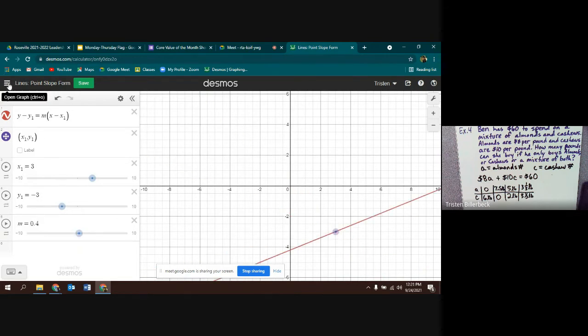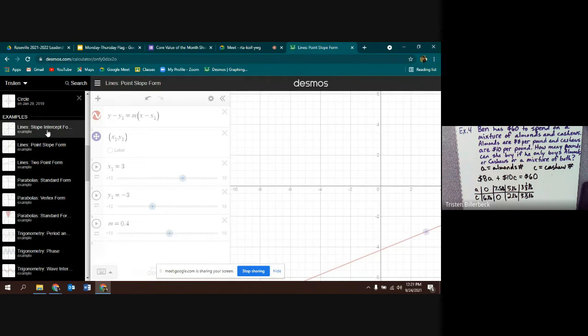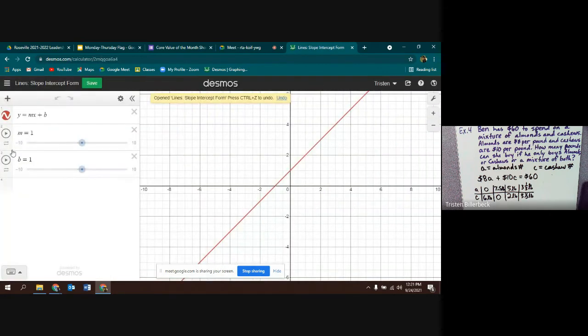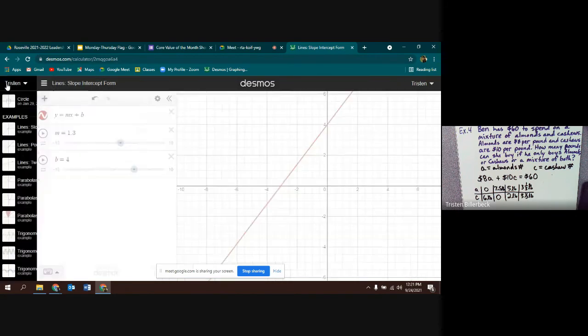Slope intercept is similar. You pick the y-intercept, and then you can draw the slope from that. That's a subtle difference. The point slope means it doesn't have to be the y-intercept. Slope intercept, it is the y-intercept.